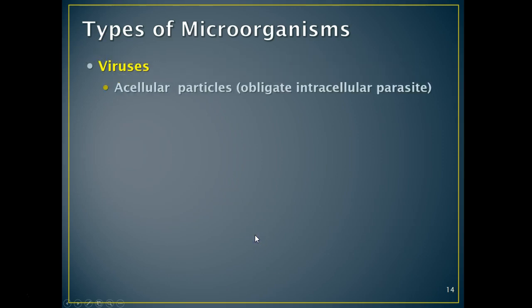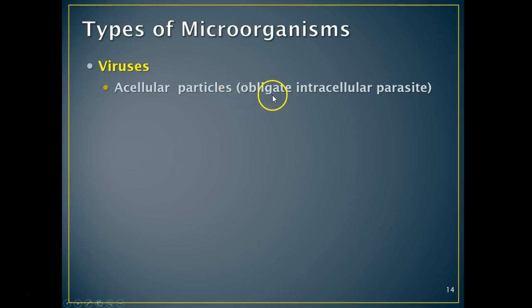Then we have viruses, and here I have the term acellular particles. Acellular means they are not composed of a cell. A lot of times when you see the prefix a or an in science, it means without. So these are particles made up of a nucleic acid, either DNA or RNA, and we'll learn more about those in another chapter, and surrounded by a protein.